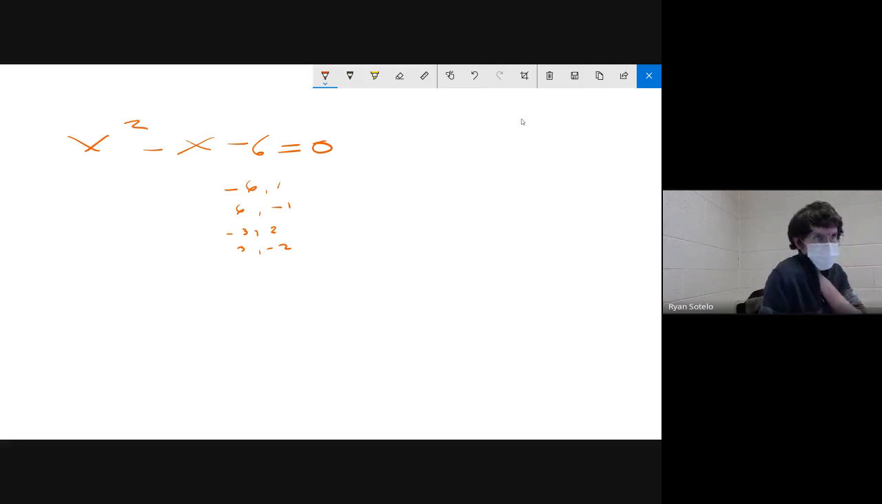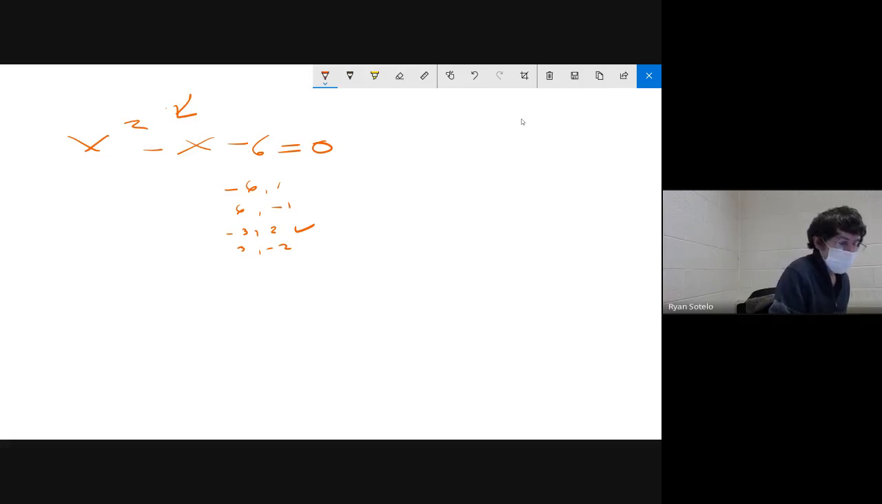So those are the possibilities that you can use. The one I'm going to choose is the pair that if I were to add them, they would make this number, which happens to be -1, this middle number. So I'm going to choose this one, because -3 and 2, if I add them, add to -1. So that's the correct choice.